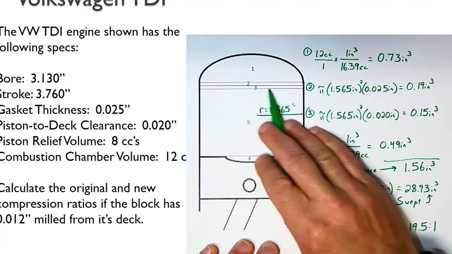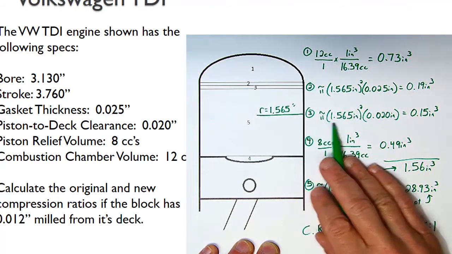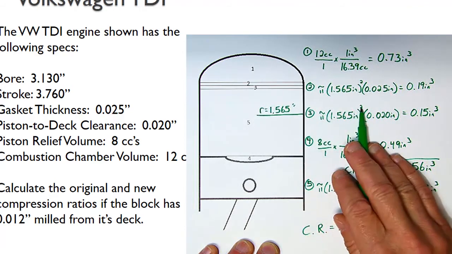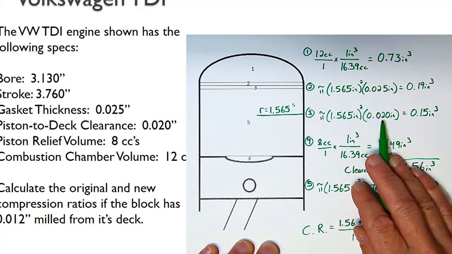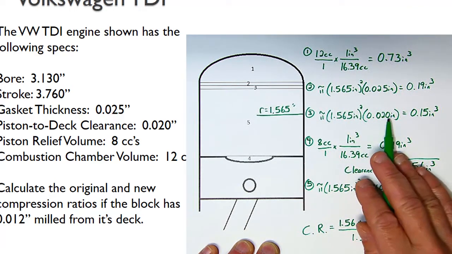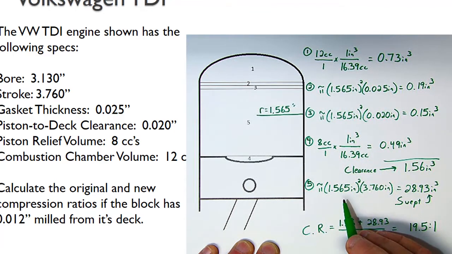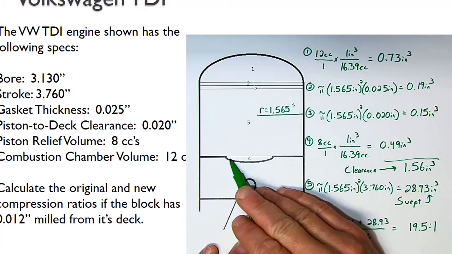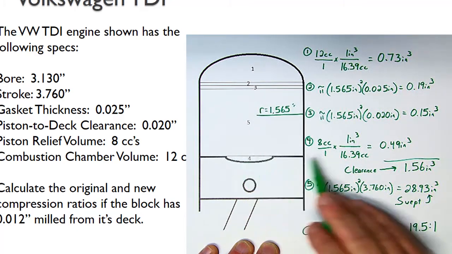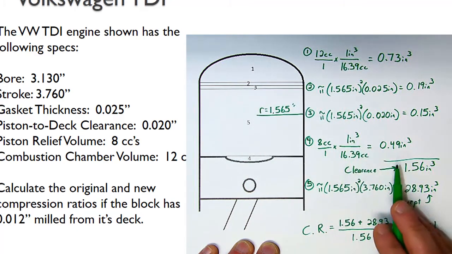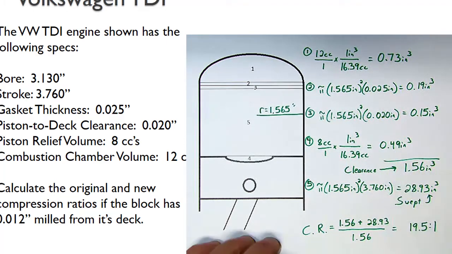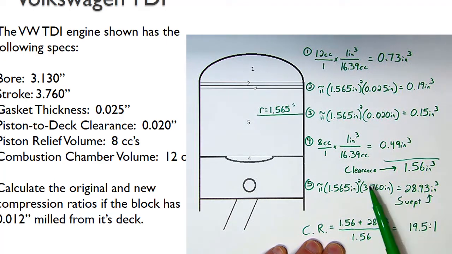Right below that is our piston to deck clearance. Almost the same idea, pi times radius squared times the piston to deck height, and that is 20 thousandths. We get 0.15 cubic inches. Volume 4, our piston relief volume. It's 8 cc's. We just convert that to cubic inches. It turns out to be 0.49. And if we add up those 4 small volumes, we get our clearance volume, which is 1.56 cubic inches.